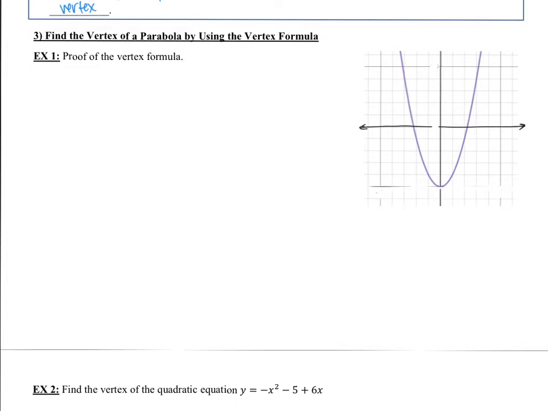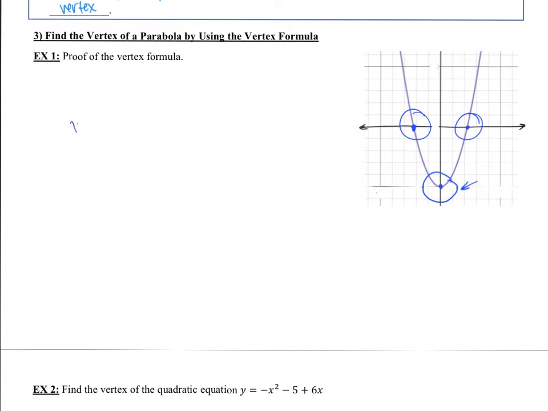Okay, so here we are with our generic parabola. We don't know what the x intercepts are, and we don't know what any of the points are. And my goal right now is to prove to you how to find the vertex. No matter what parabola you have, there's going to be a way to find the vertex. So how can we do this? Well, one thing I do know is the formula for the x intercepts.